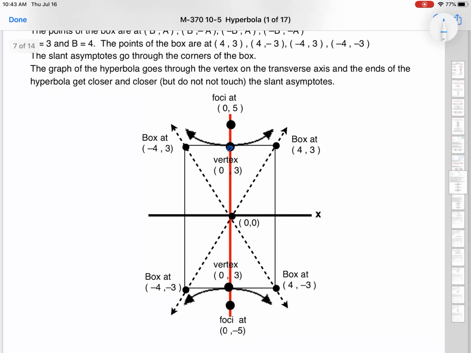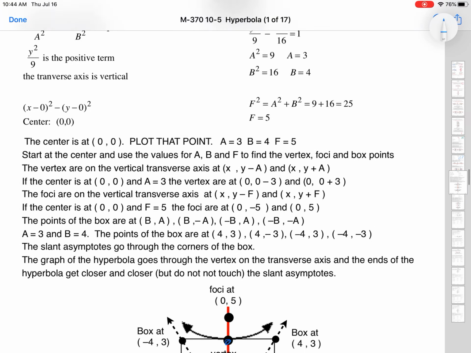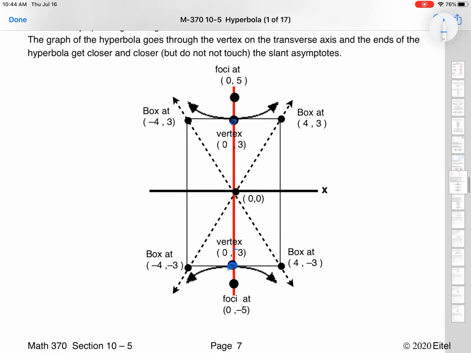Here's an example of 3 up, 3 down, and we got our points right here. This should be a negative 3 down here. And then again, what's the B? The B was 4, right? So if we go up here, it doesn't matter that the 9 is less than the 16. The B is 4. We're going to go out 4 from the vertex point, 4 to the right, 4 to the left, and that's what's going to create our box. And our focus is 5 points beyond there.